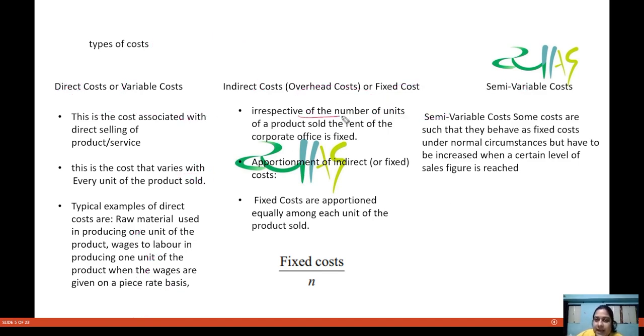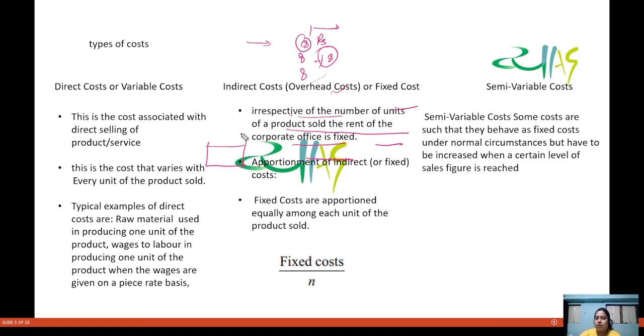Now let us look at this indirect overhead or fixed cost. So what is indirect overhead or fixed cost? Earlier, when you were producing a single item, your cost was 8 rupees. Now however many units you sell, your cost is going to increase by 8 rupees for each unit. But that doesn't happen in the case of overhead cost. What happens in the case of overhead cost is that irrespective of the number of units of a product sold, the rent of a corporate office is fixed.